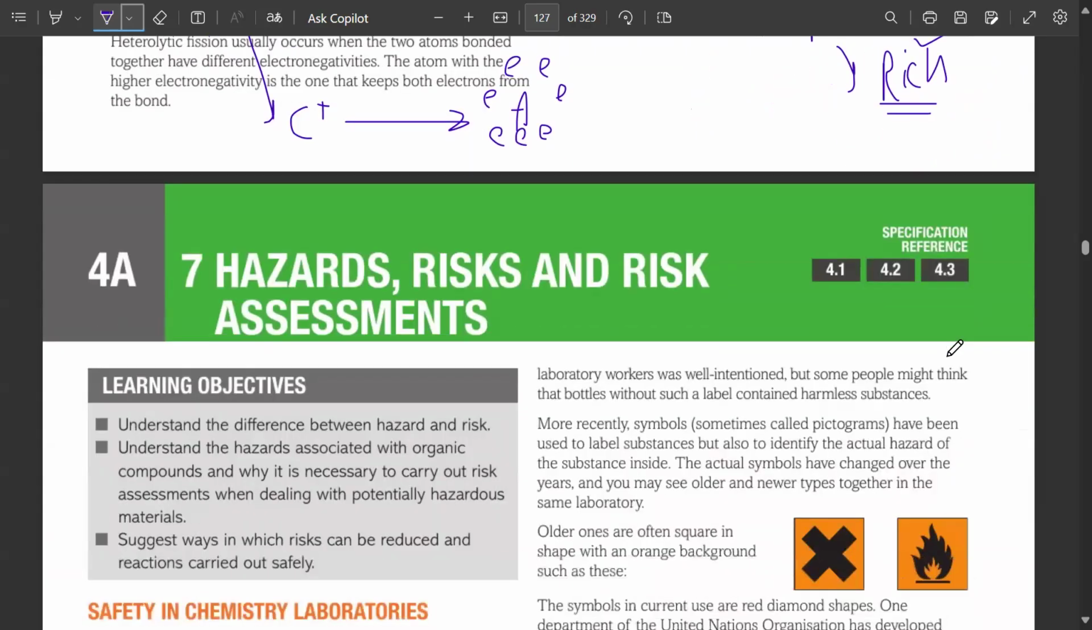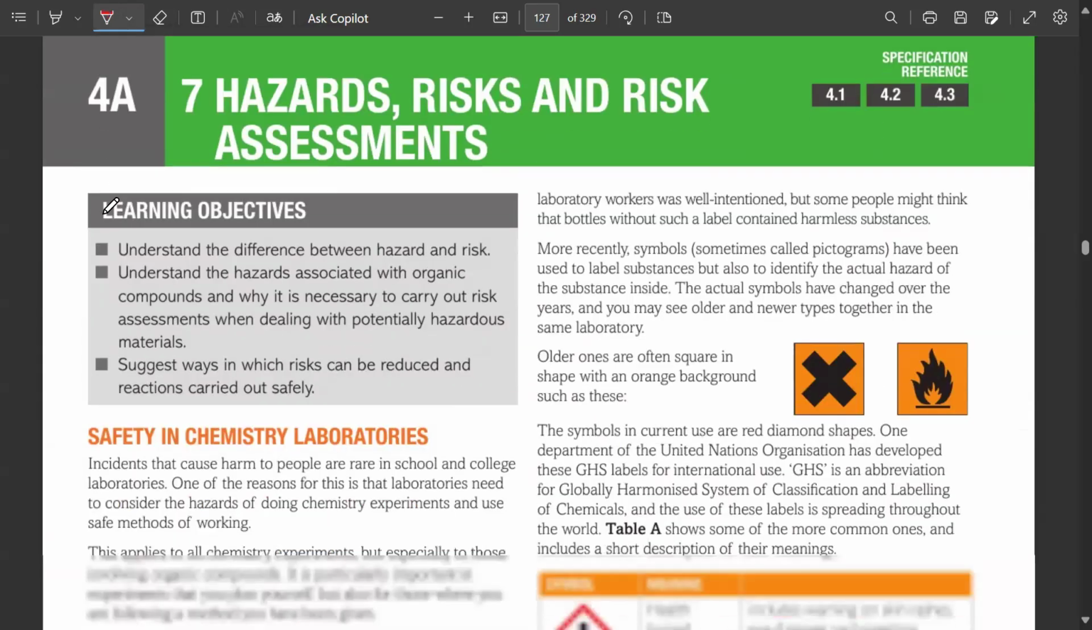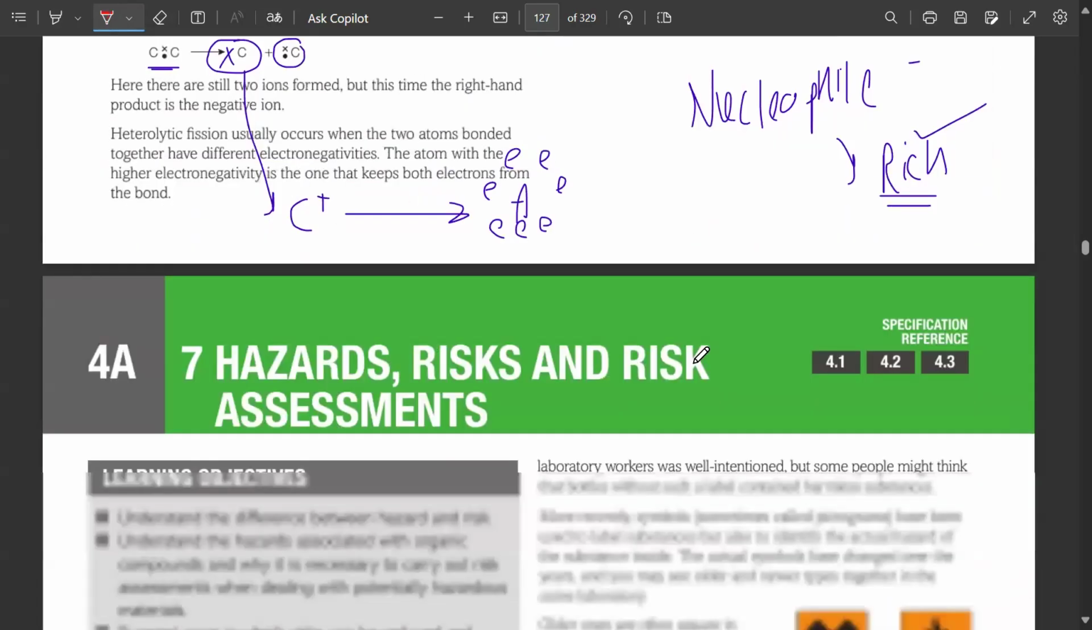Clear? So these are the terms that you have to keep in mind when we'll be studying organic chemistry. Necrophile? What was said? Nucleophile, nucleo. Nucleophile. Okay. Nucleo comes from nucleus, so nucleophile, okay?